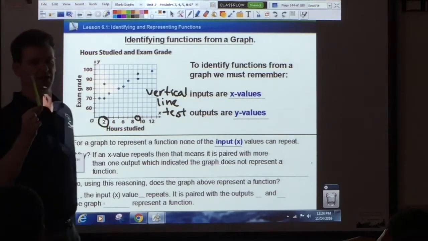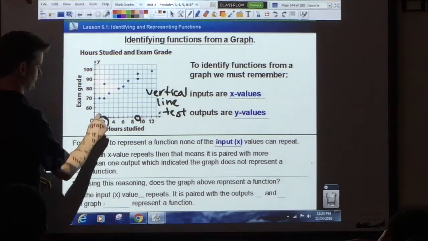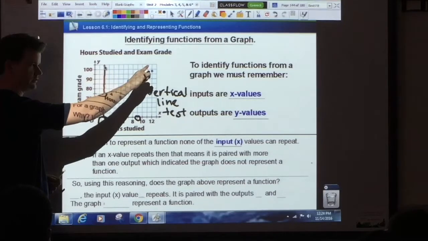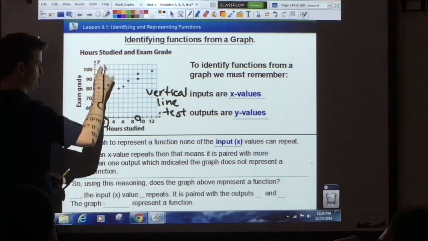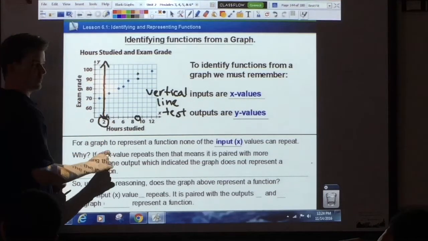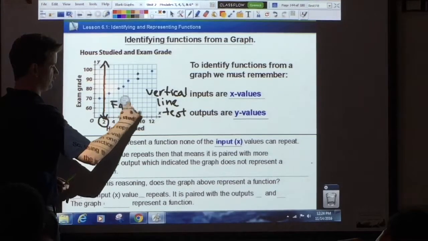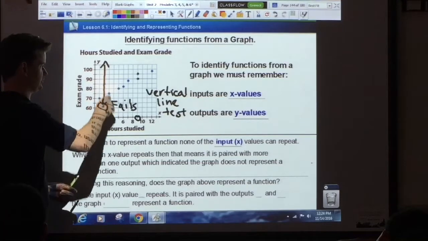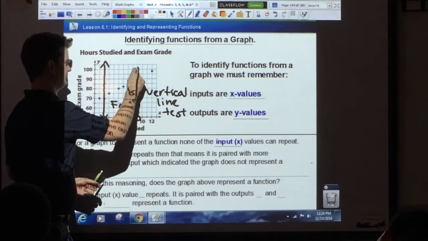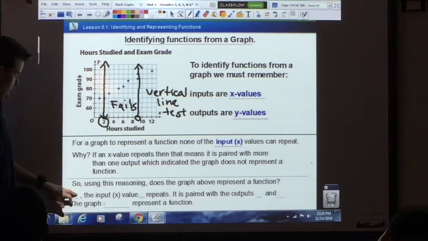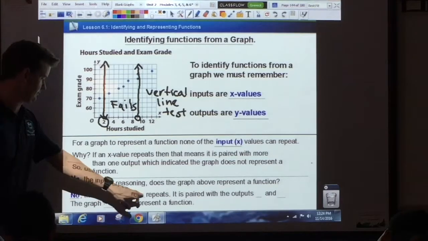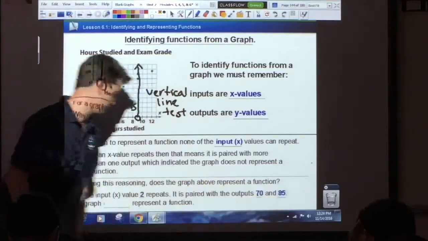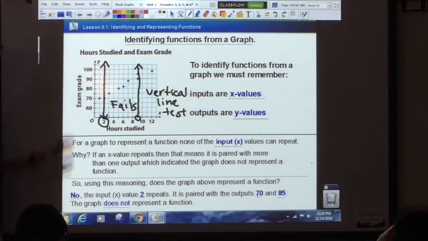If you draw a vertical line through this graph and it goes through more than one dot, remember, vertical is straight up and down, not diagonal, not horizontal, then it fails the vertical line test, and if it fails the vertical line test, it is not a function. So it fails here, and it fails here. The input values 2 and 9 are paired with multiple outputs. So this is not a function.